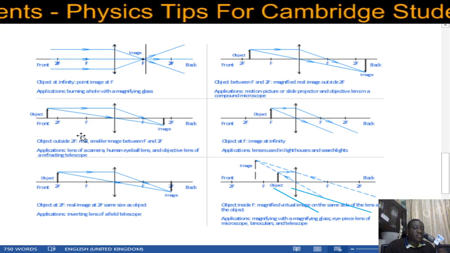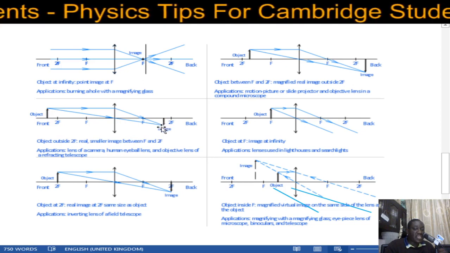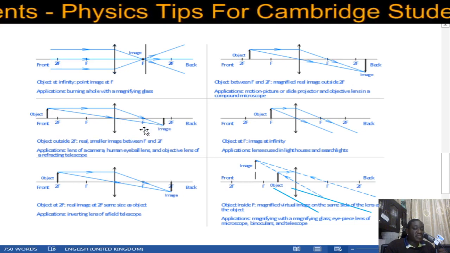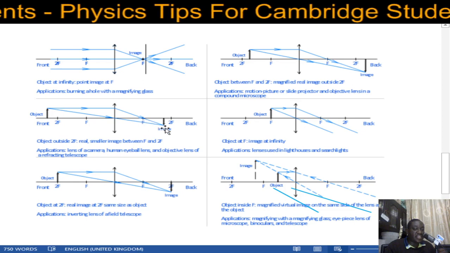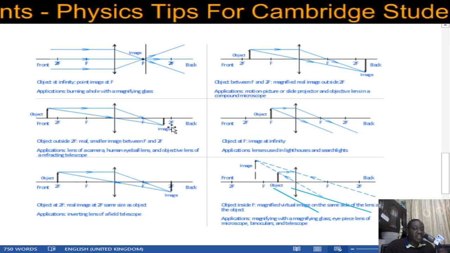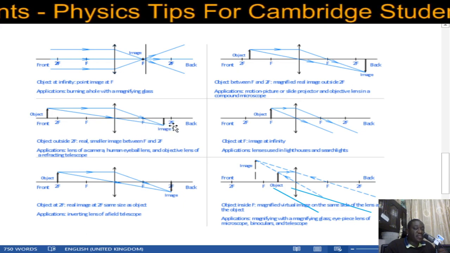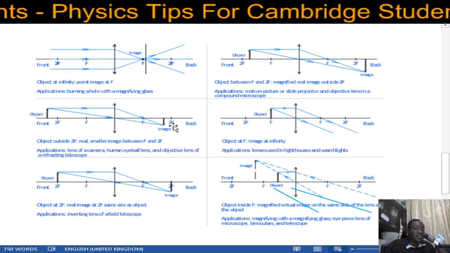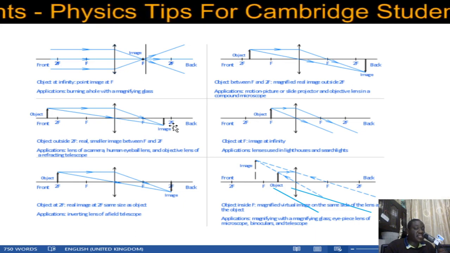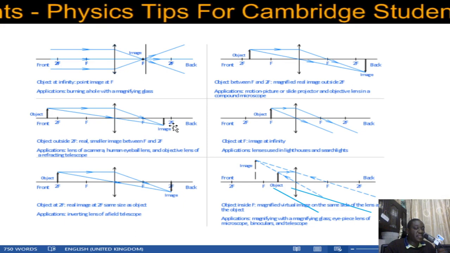Now, if you are asked to describe the nature of the image, you say that our image is inverted. It is real because there are rays that actually get to the image. And it is between F and 2F. So you can only establish this when you've drawn your diagram. You see that it is between F and 2F. So I suggest that you draw these rays so that you gain the experience of doing it.